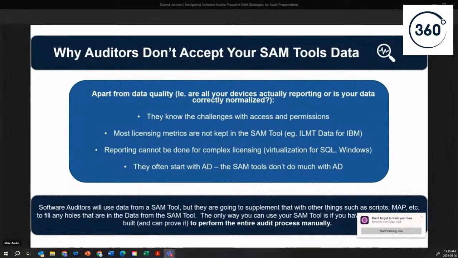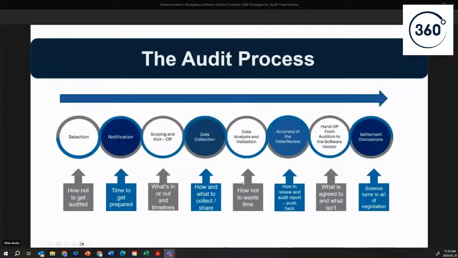Right. But they'll tell you they can. They'll show you things that make you think that they can. Chances are you're either under license or over license if you're relying on that. And then, they often start with AD, and the SAM tools don't do much with AD. Right. So when you go in and do a SAM tool, it's just looking to see, do we have devices and do we have inventory? It's not doing that sort of data quality check. Right. So, they don't necessarily start there either.